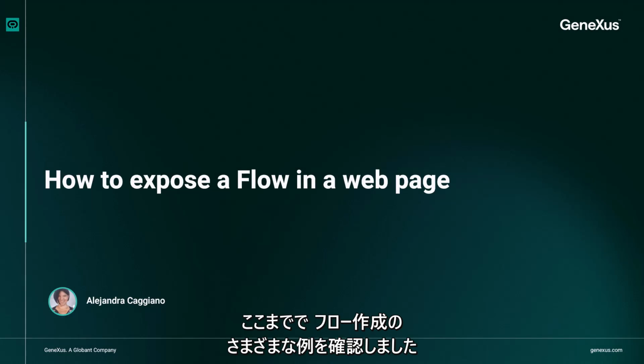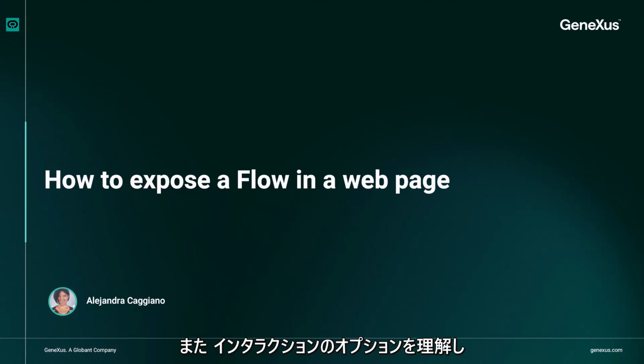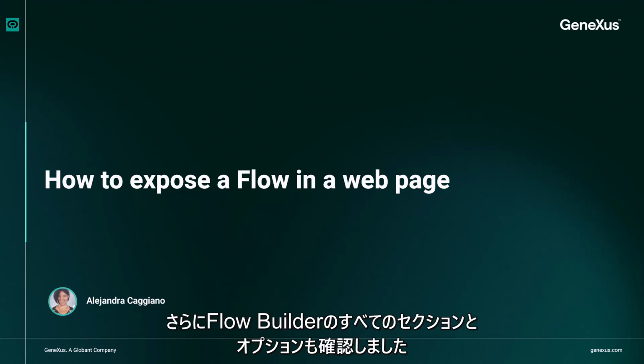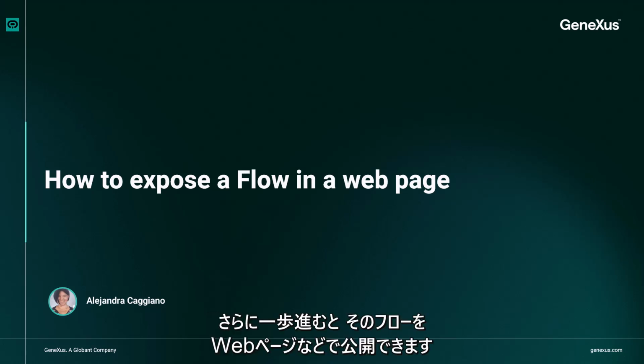At this point, we have already seen different examples of flow creation, we know the interaction options, and we have also seen all the sections and options of the flow builder. We can go a step further and expose the flow, for example, on a web page.